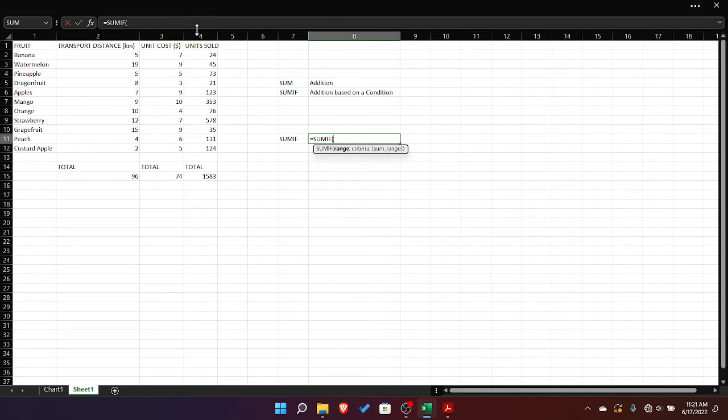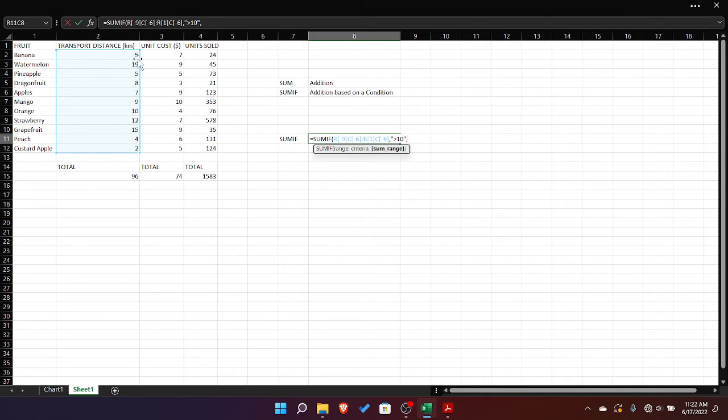So I want to calculate the costs for the units that have transport distance more than 10. So I'll put transport distance as my range here. I want to find the cost of units that are more than 10 kilometers. So I'll do this, and obviously you know how to do this: greater than operators, less than operators. So this is greater than 10.